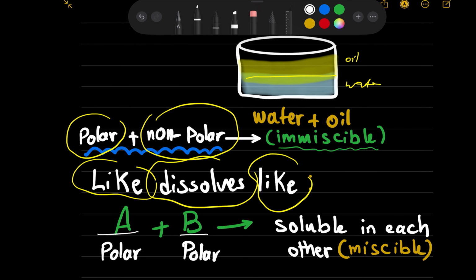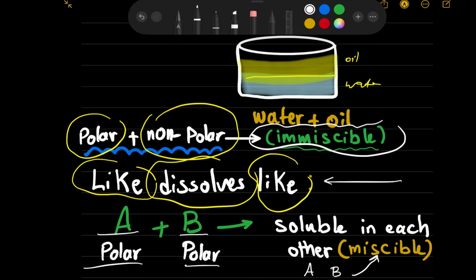We can say since this one here is polar and this one here is polar, then they should dissolve in each other, based on the rule that says like dissolves like. Since polar and polar are alike, at that point we can say they can dissolve in each other. A and B are miscible, which means that they are dissolving each other, which is the opposite of immiscible. So if you want to take the opposite of miscible, you have to add im, like immiscible, in order to reflect the meaning.